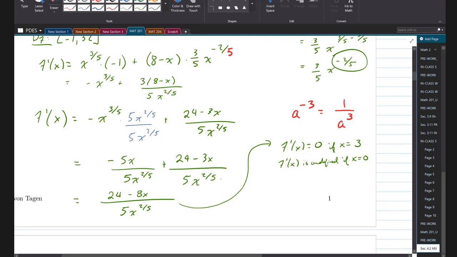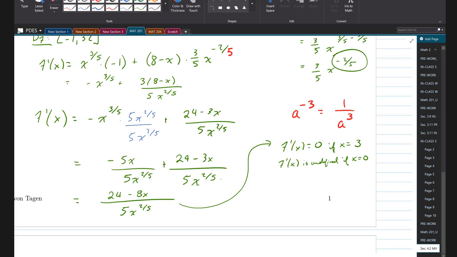But now we need to confirm. So we found where the derivative is 0, and we found where the derivative is undefined. Does that make them automatically critical numbers? No, they also have to be what? Interior points. And I got a great question.